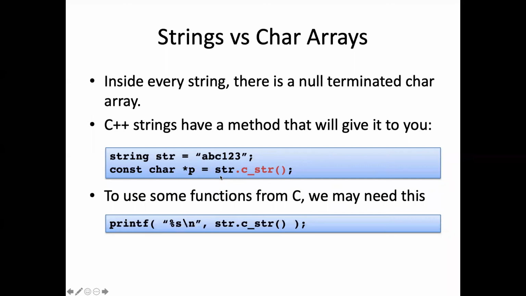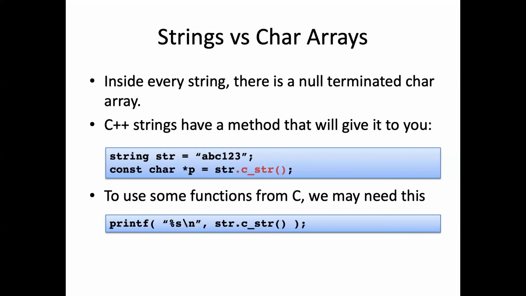Every string object has a c_str member function. And here you can see I make a string str, I initialize it to ABC123, and then I take that string and I call this c_str function on it. That returns a pointer to a C style string, a char pointer that contains the same thing as the string itself. Really, it's returning a pointer to the internal representation of that string. It's kind of letting you sneak in and see how that string is stored.